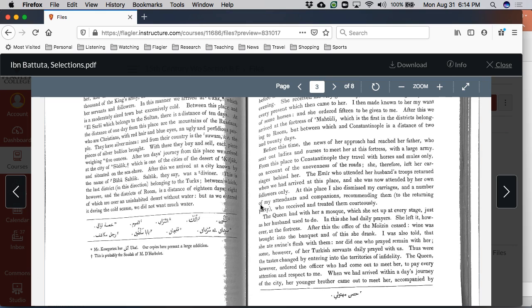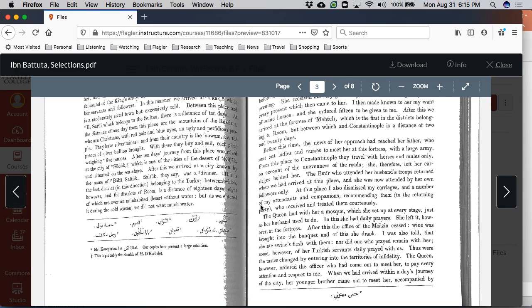Okay. They carried this thing, and whenever it came time for prayers, as it does 5 times a day in the Muslim tradition, they would set up this mosque. She would go in and pray. Right? She's the daughter of the Christian emperor, but she's married a Muslim, so she has Muslim religious obligations. It seems she has converted to the faith. But this gets more interesting. In this, she had daily prayers. She left it, however, at the fortress.